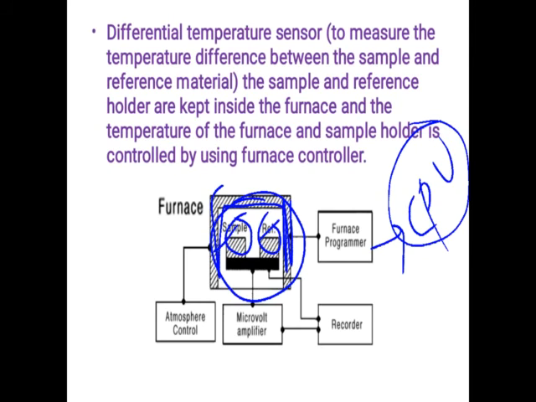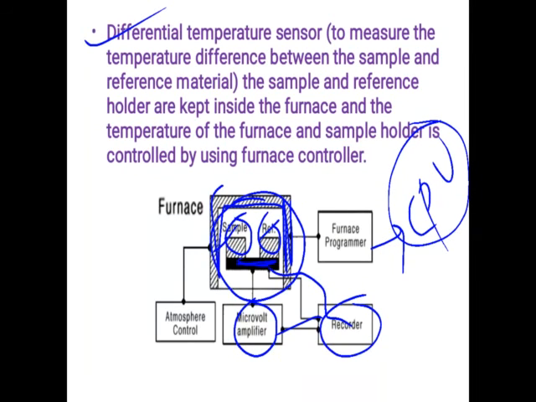Okay. So below the furnace there is the presence of thermocouples or the heating sensor. This heating sensor is attached to the amplifier, and this is attached to the recorder, and finally we can record the temperature difference between the sample and the reference.